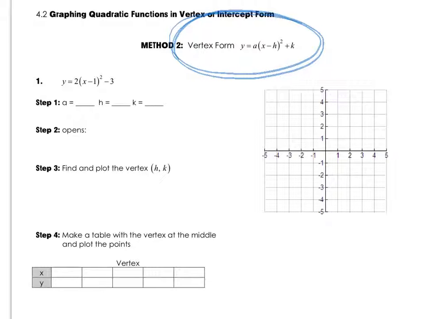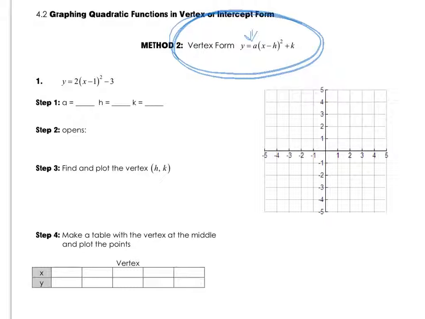You notice vertex form looks a little bit different. However, we still have the square involved in there that'll give us the x squared. There's just a few different variables in there. This one doesn't have an A, B, C. This one has an A, H, and K. So the A value is still the one that's just out front. That's going to tell us whether this thing opens up or down.